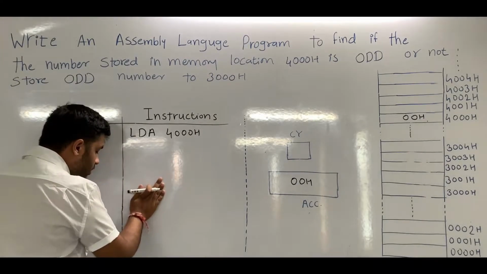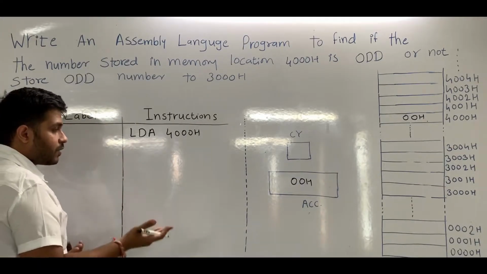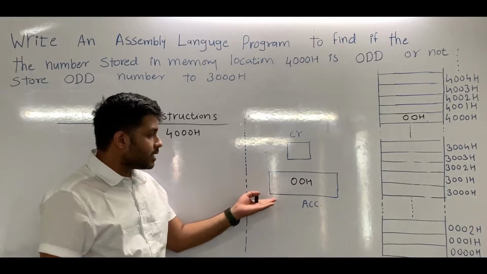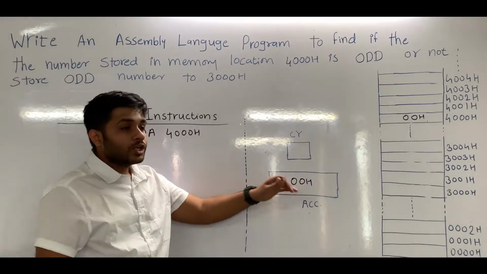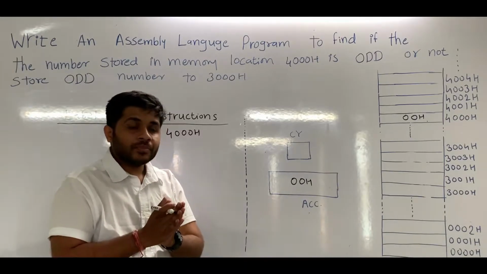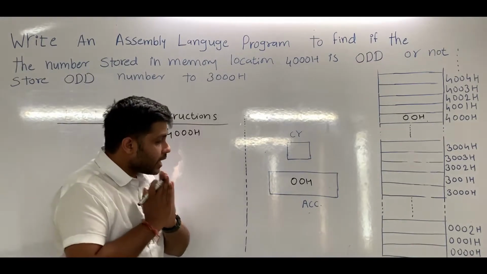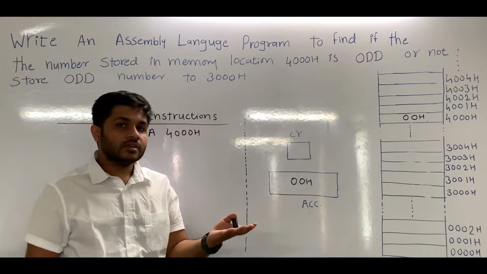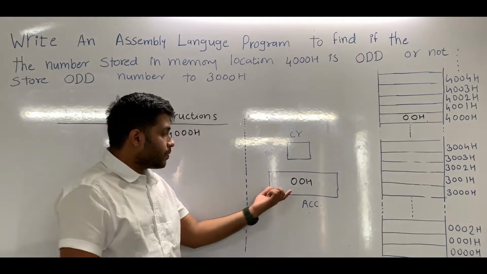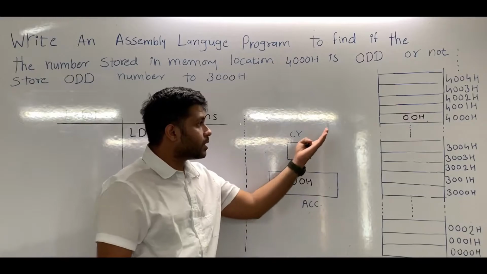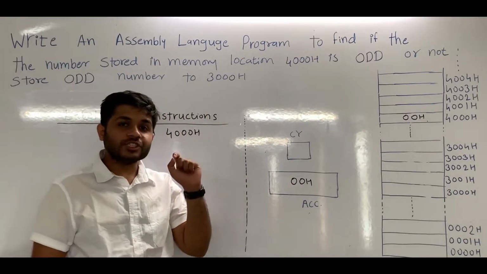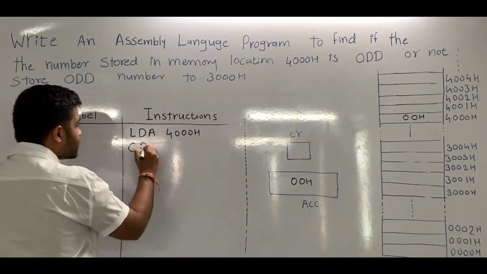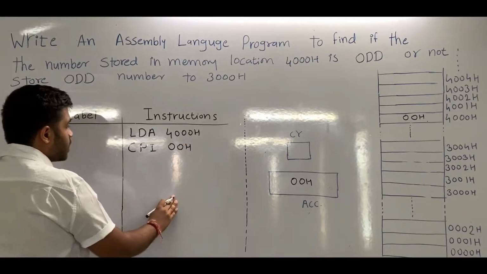Now after transferring the data, no flag will be set, and after transferring we cannot know whether the number is odd or not, and we can see that the number is actually 0. So before checking if it's odd or not, we will have to check first whether the number is 0 or not, because 0 is considered as neither even nor odd. So after transferring the data from the memory location to accumulator, we will first check whether the number is 0 or not. So to check, we will use the instruction CPI 00H.